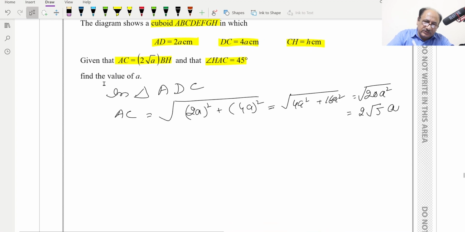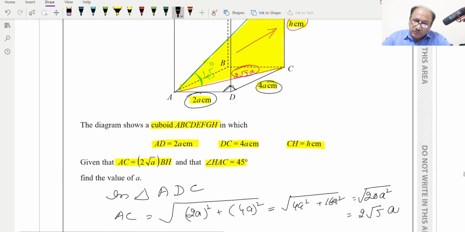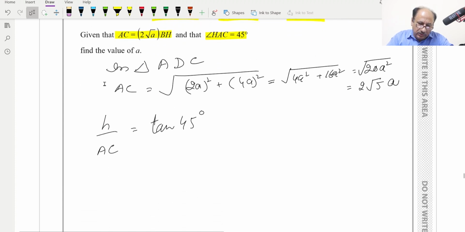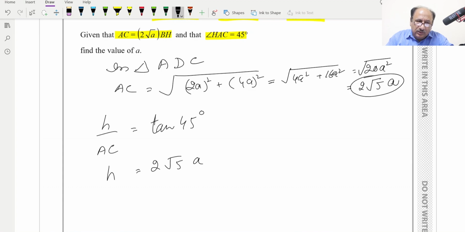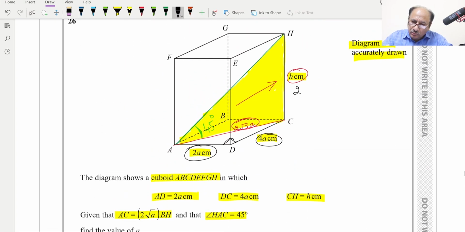So H over AC is equal to what? H over AC is equal to tan of 45 degrees, opposite over adjacent. So H over AC we can shift to the other side, and the AC value is this one, which we can replace over here: 2 under root 5A times tan 45 degrees, and tan 45 is 1, so we will get the same thing as this one. So we got this H value also, 2 under root 5A. This will be our H value.